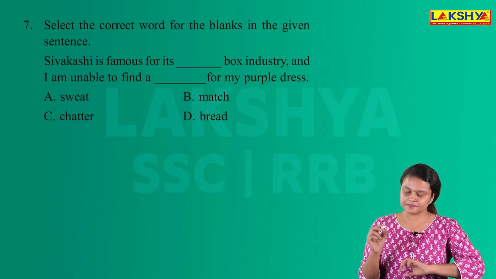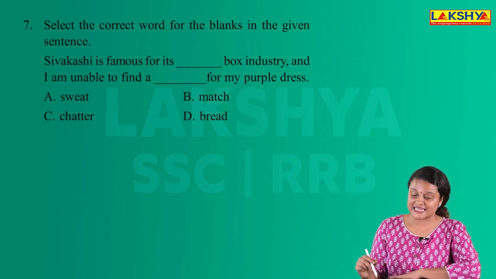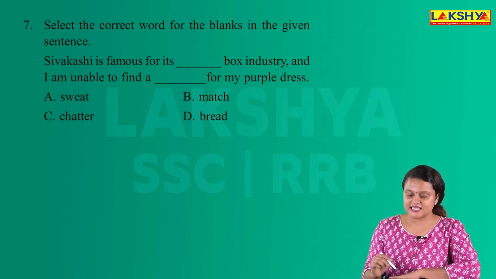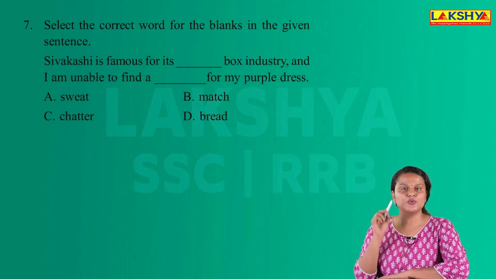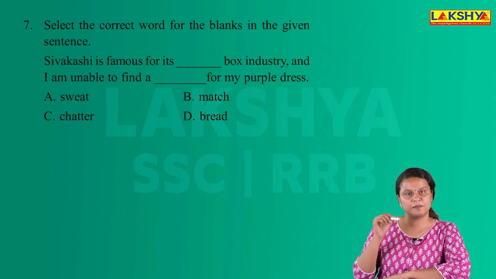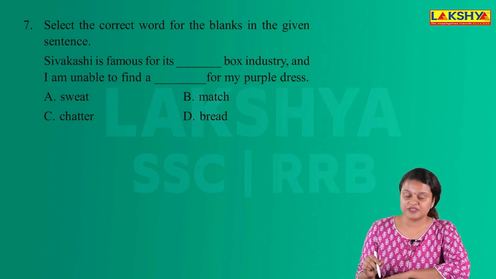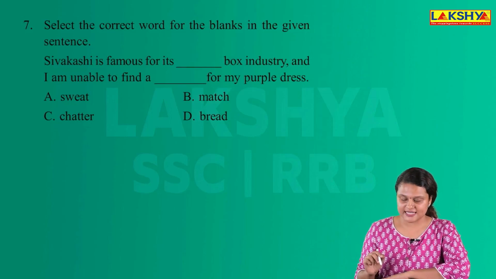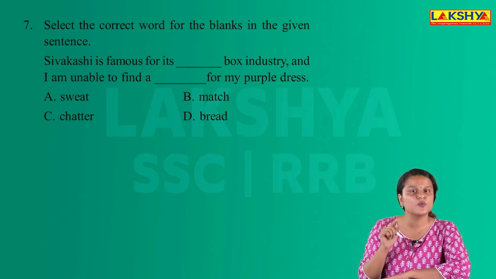The next one is select the correct word for the blanks in the given sentence. The sentence is, Shivakashi is famous for its dash box industry and I am unable to find a dash for my purple dress. Now you need to find a word that could go with both the blanks. Do you understand? For example, if you select the word sweat, it should go with the 2 spaces. If you select match, it should go with the 2 spaces. So out of the 4 words, which one will be suitable for both the blanks?